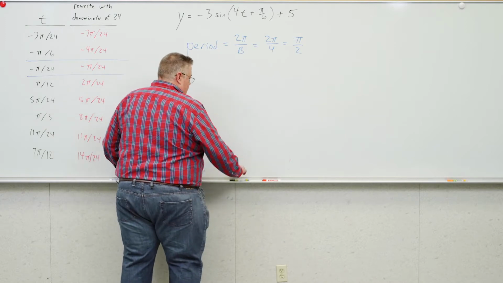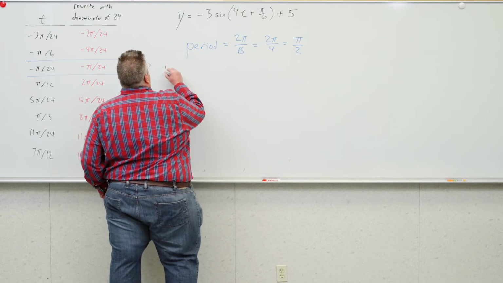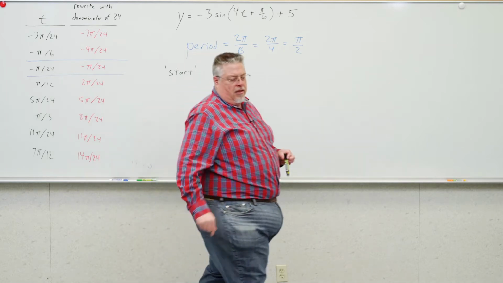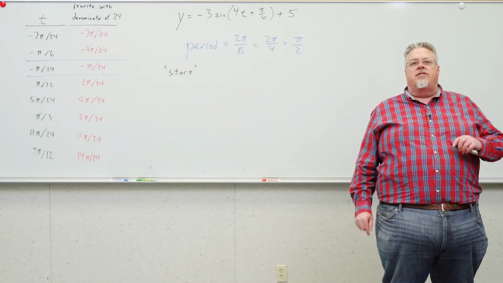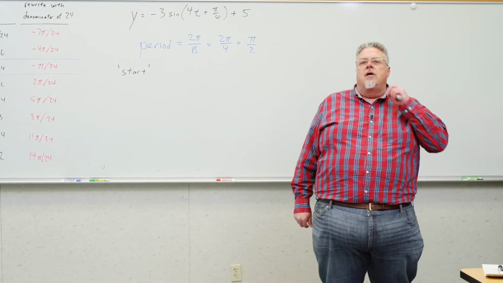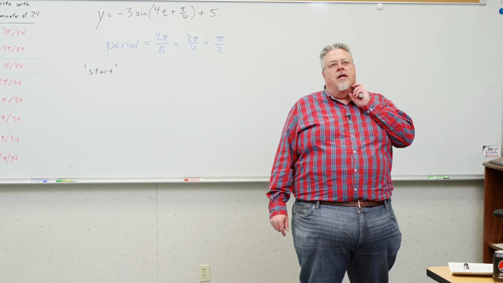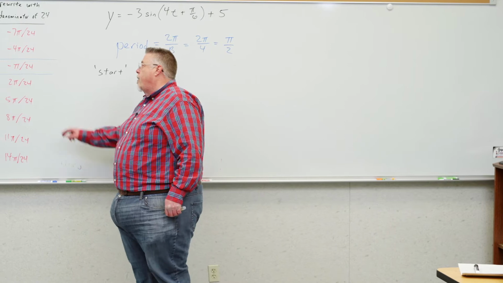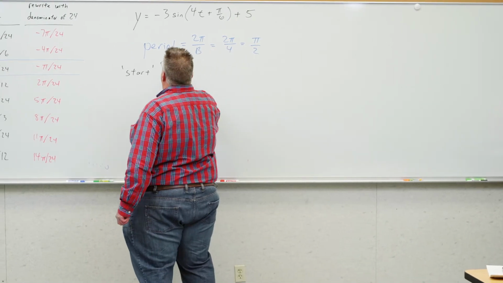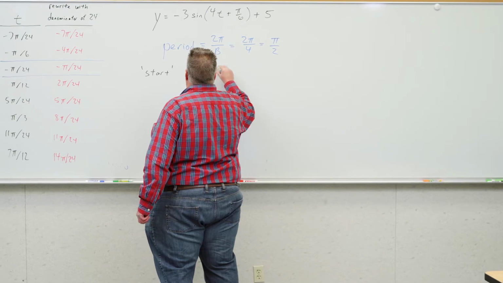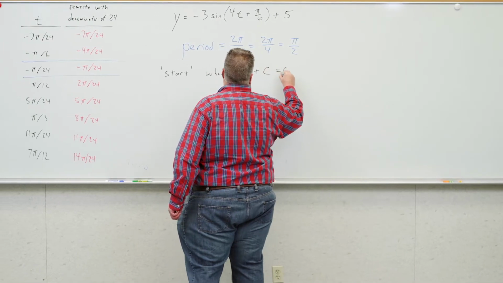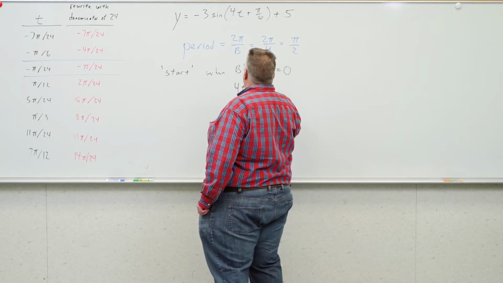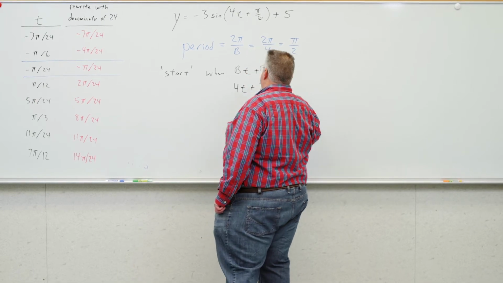I'm going to find something that I'm going to call a starting point, because I haven't found a better name yet. Now, the word start is a little misleading, because you remember these sine and cosine waves go on forever in both directions. There really is no beginning and there is no end. But start is going to be one of the first places that I graph. I start when bt plus c equals 0. For this particular problem, that means when 4t plus pi over 6 equals 0.